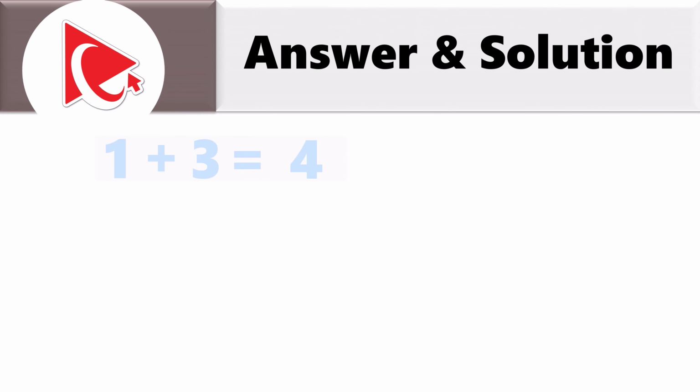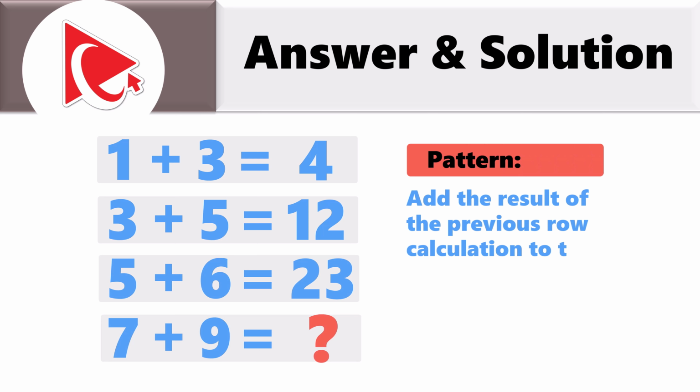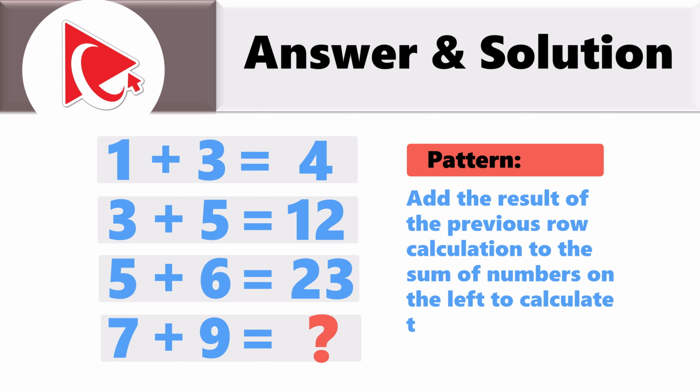The most interesting thing about this challenge is the pattern. You need to add the result of the previous row's calculation to the sum of the numbers on the left in the next row to calculate the result of the next row. Let's look at the examples to make it clear.